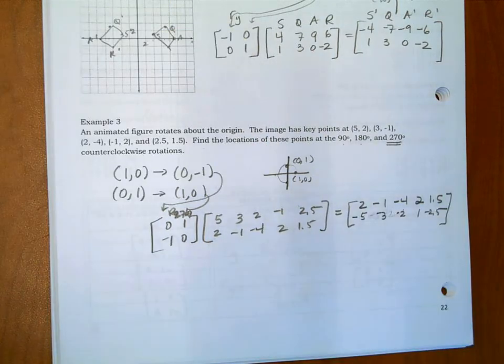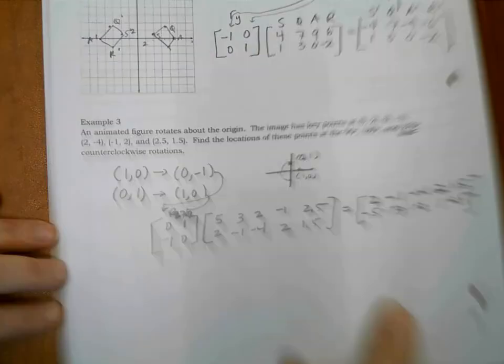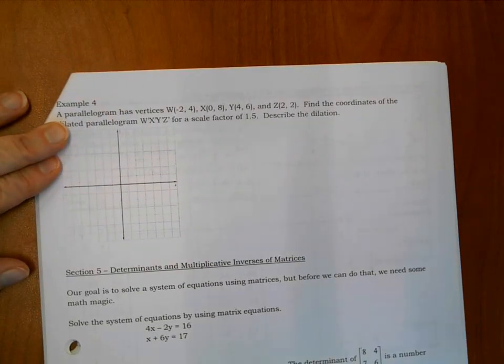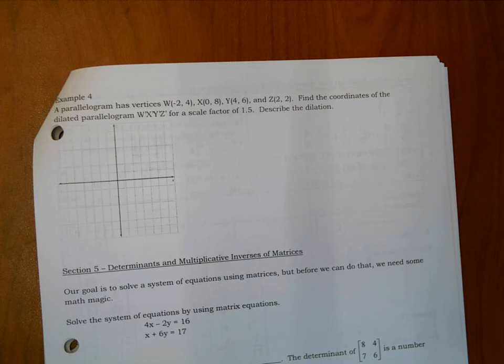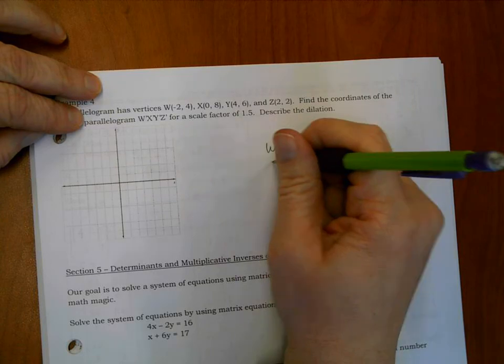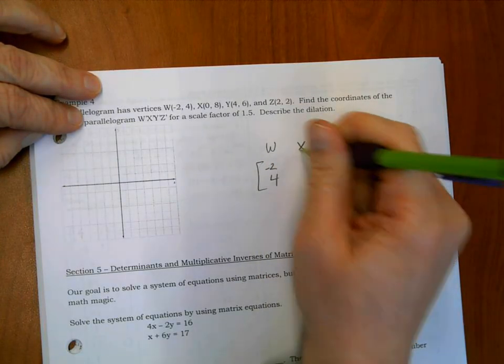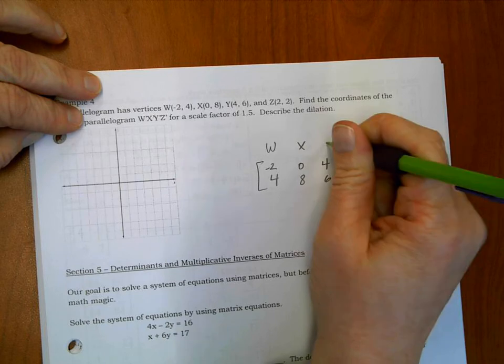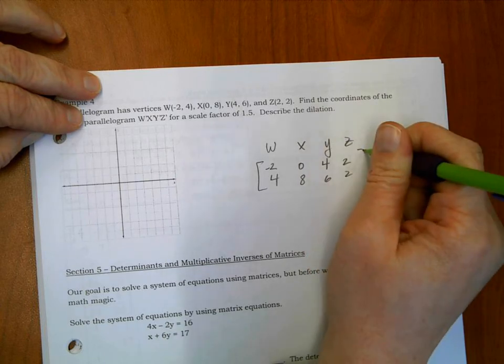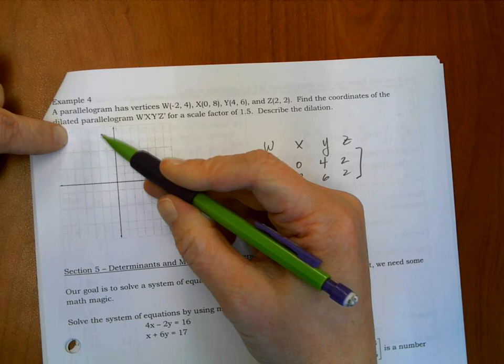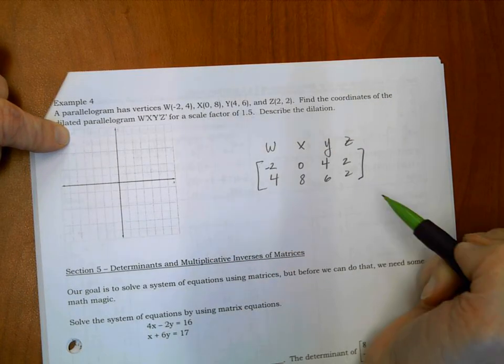Okay. All right, and then the very last transformation was a dilation or a compression, right? Remember, we talked about dilation. So that's a compression or an expansion. It's when something gets bigger by a factor or smaller by a factor. So we have a parallelogram. And they give us our vertices, so I'm going to go ahead and write my matrix. And then find the coordinates of the dilated parallelogram for a scale factor of 1.5. So it's getting 1.5 times bigger.